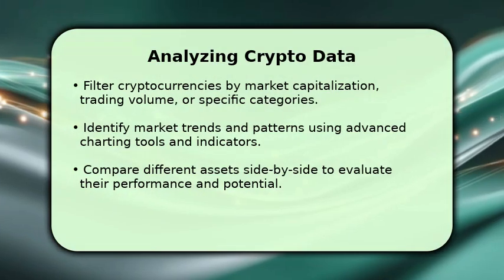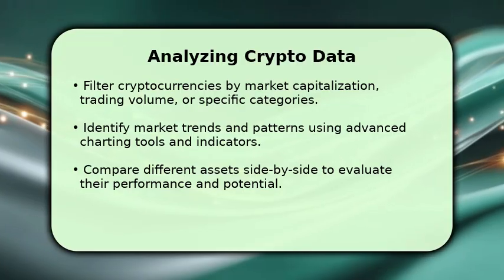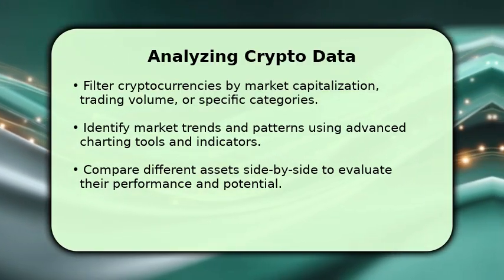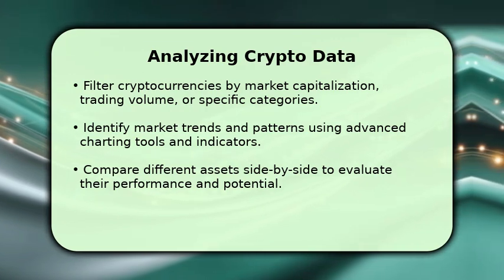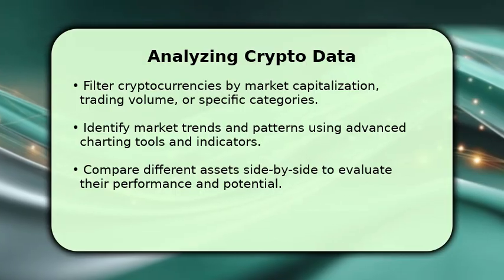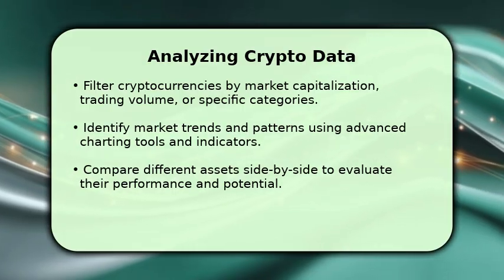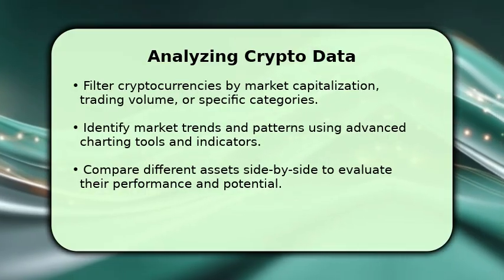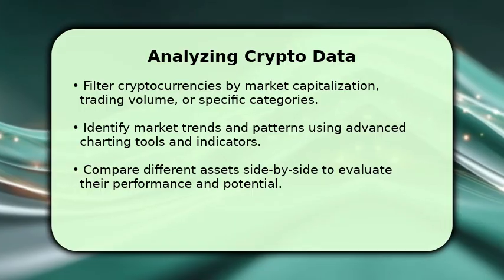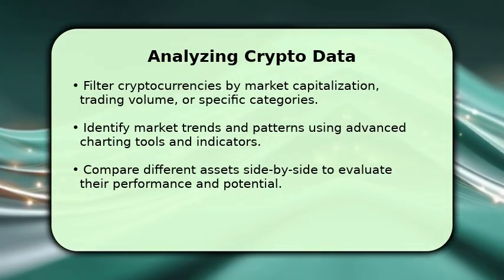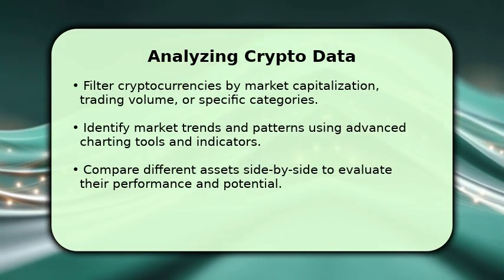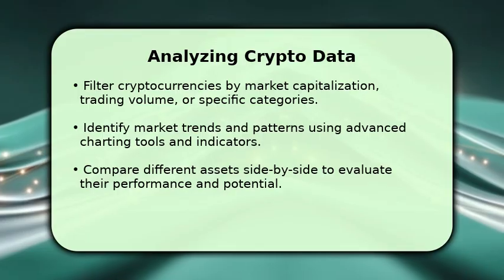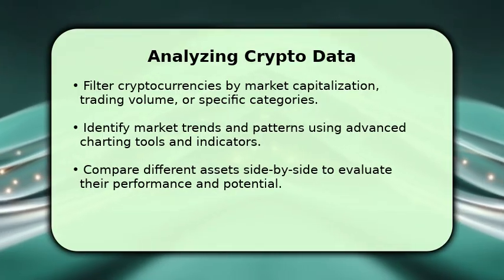To effectively analyze crypto data, CryptoRank offers robust filtering options. You can easily filter cryptocurrencies by market capitalization, trading volume, or even specific categories like decentralized finance or non-fungible tokens. Use the advanced charting tools and indicators to identify market trends and patterns. Plus, comparing different assets side by side helps you evaluate their performance and potential, aiding in informed investment decisions.